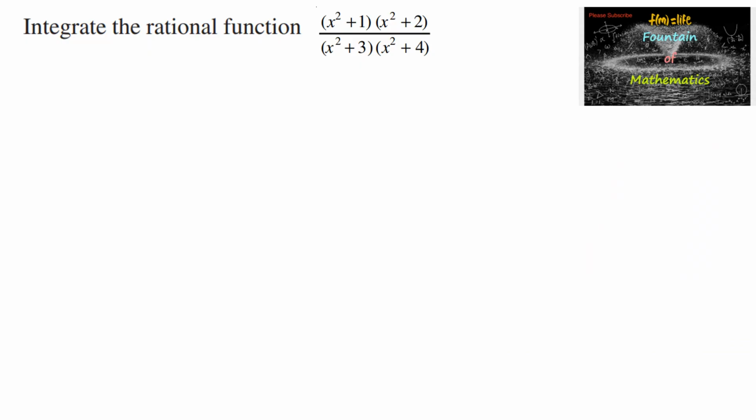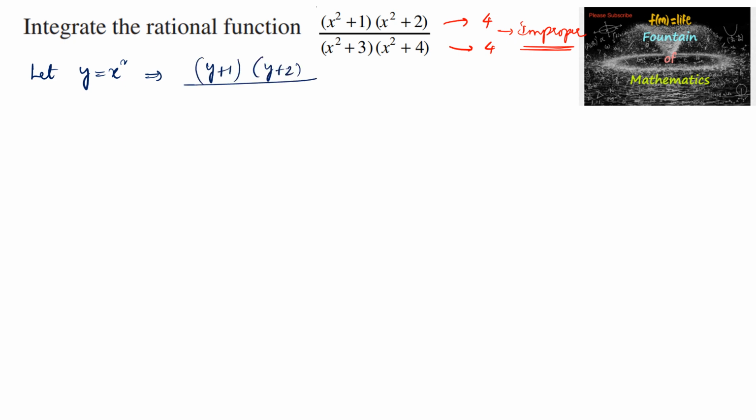Integrate the rational function (x square plus 1)(x square plus 2) upon (x square plus 3)(x square plus 4). Here we can see that the degree of numerator is 4 and the degree of denominator is also 4. We can say this is an improper fraction. So let us simplify this. Let y is equal to x square, so that we can write (y plus 1)(y plus 2) upon (y plus 3)(y plus 4).